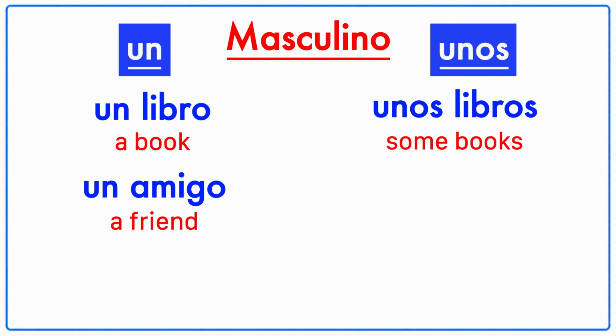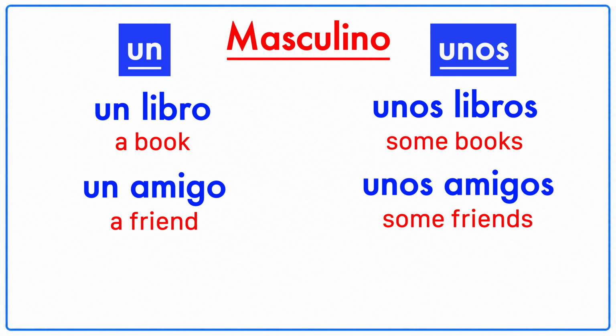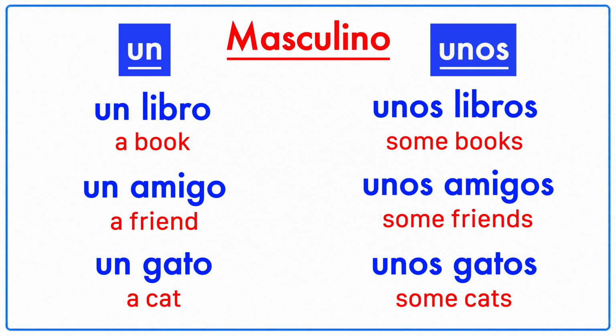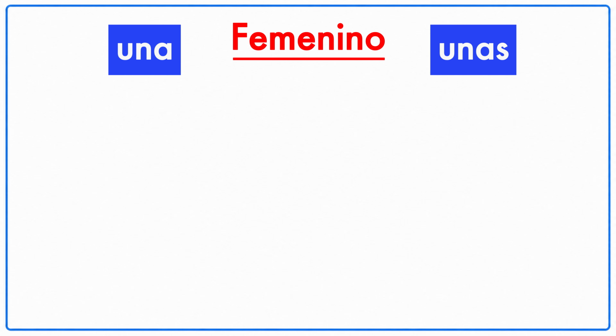Un amigo, a friend. Unos amigos. Unos amigos, some friends. Un gato. Un gato, a cat. Unos gatos. Unos gatos, some cats. For feminine nouns, we are going to use una for singular and unas for plural.